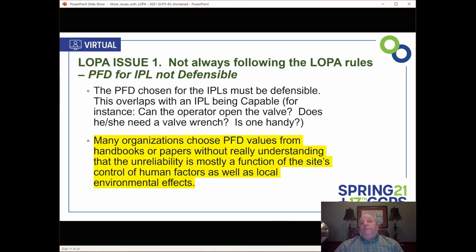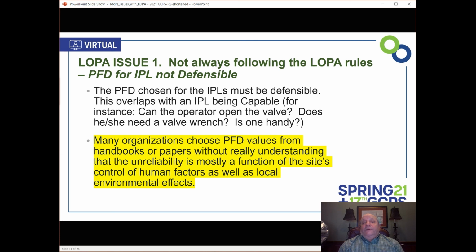Another problem we've seen is people not following the LOPA rules. They sometimes use indefensible IPL values, the same for initiating event values as well. You need to make sure that whatever you're claiming is truly capable, such as, if it's a human response IPL, can the operator truly turn the valve by themselves? Do they need a wrench?